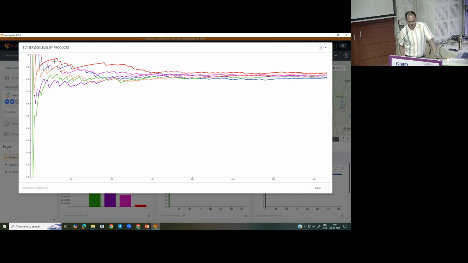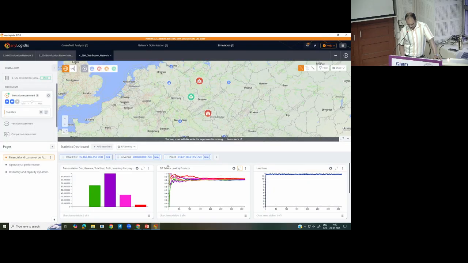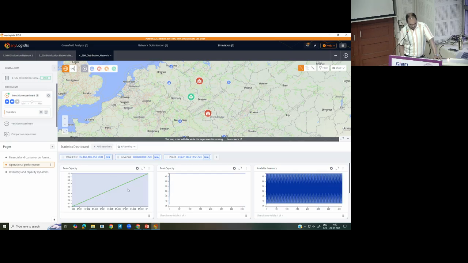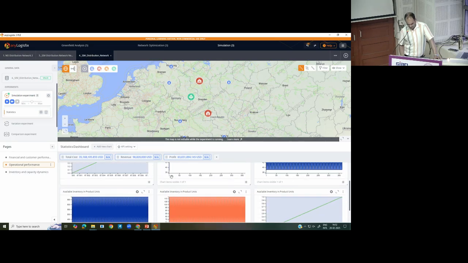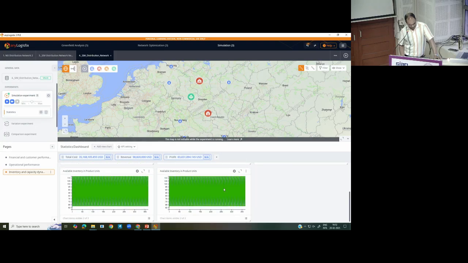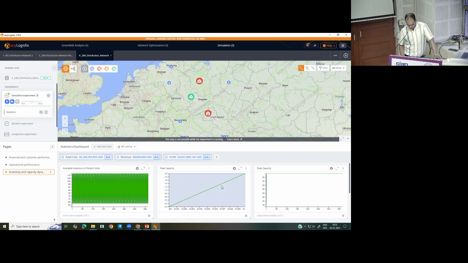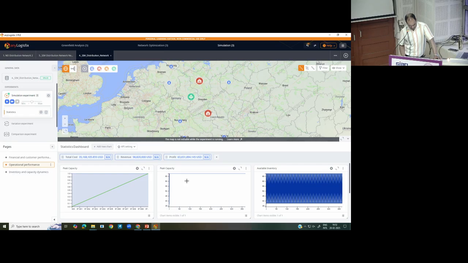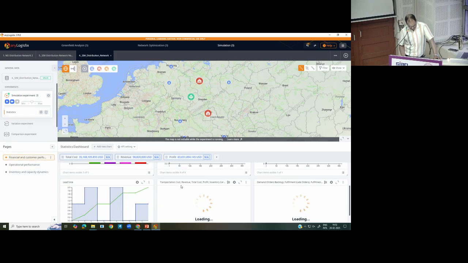It means that we are sending some orders delayed, okay, some orders got delayed, so that's why service level is not 100%. We can check that. And this is the maximum lead time. Maximum lead time is more than 11 days. Then operational performance, peak capacity of DCs, you can see 65. Inventory and capacity dynamics, okay. Suppose I want to see, let me see, okay, peak capacity, available inventory, backlog I can see, okay.